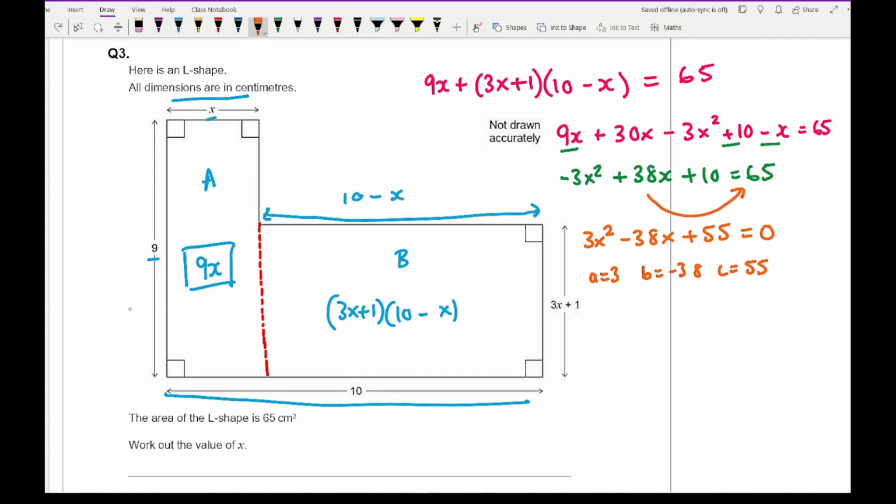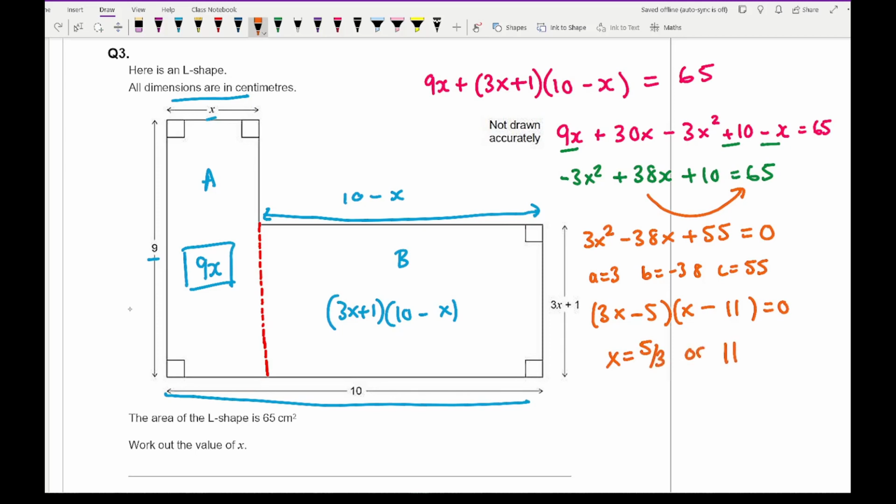Now personally speaking, I think this will factorize. And let's just have an attempt at factorizing this. So I'm guessing with 55, we probably need 11 and 5. And they're both going to be negative. So here we've got an answer of x equals 5 over 3 or 11.